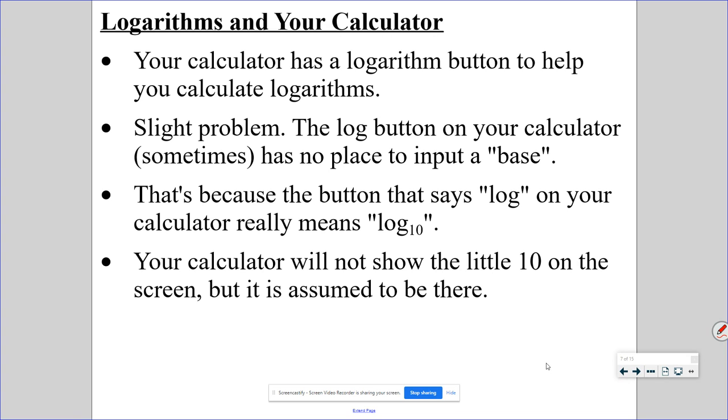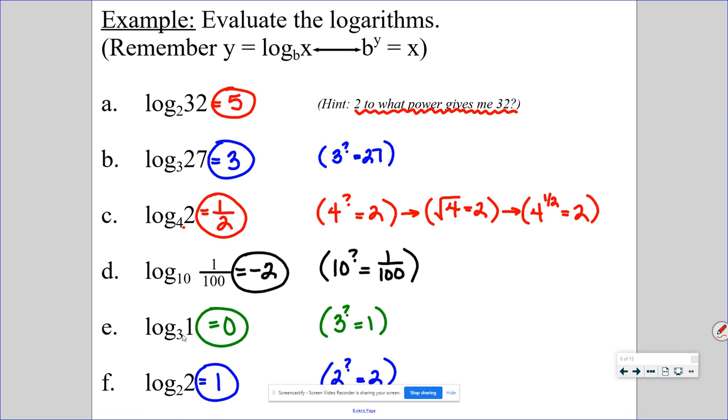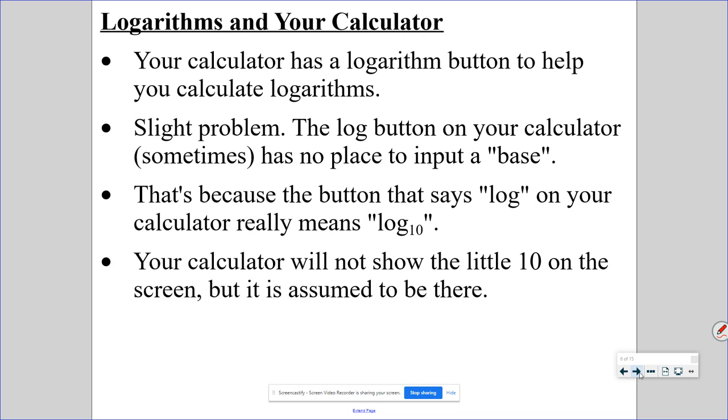Okay, calculators work for logarithms sometimes. I want to warn you that you are not going to be able to rely on your calculator for everything with the logarithm content that we're learning. Like all this stuff back here, you can't type any of this into your calculator. The only things you can type into your calculator are things that have a common log. That means a log base 10.